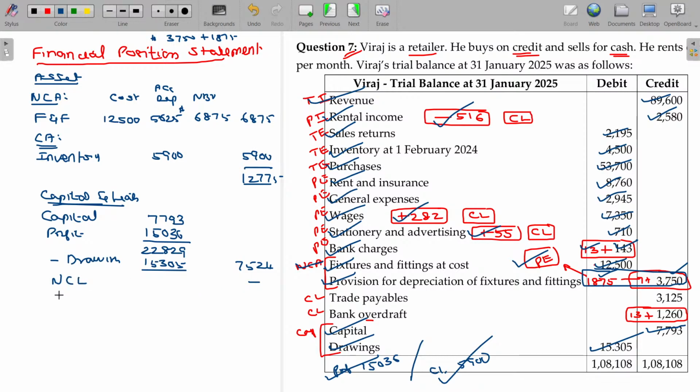Nil. We'll go for the current liabilities. Three parts are there. Third part is all about current liabilities. Here is current liabilities, other payables. Before we go for that, we'll finish up the trade payables first. Trade payables being 3125. And these items 1, 2, 3 are other payables, will be named as other payables.